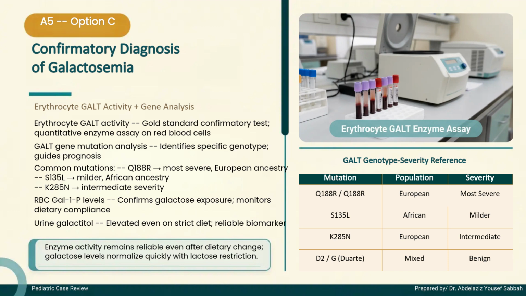The erythrocyte enzyme assay is the gold standard confirmatory test, a quantitative measurement of enzyme activity in red blood cells. Gene mutation analysis identifies the specific genotype and helps guide prognosis. Common mutations include Q188R, the most severe and seen in European ancestry, S135L, milder and seen in African ancestry, and K285N, of intermediate severity. Red blood cell galactose-1-phosphate levels confirm galactose exposure and monitor dietary compliance, while urine galactitol stays elevated even on a strict diet and is a reliable biomarker. Enzyme activity remains dependable even after dietary change, whereas galactose levels normalize quickly with lactose restriction.